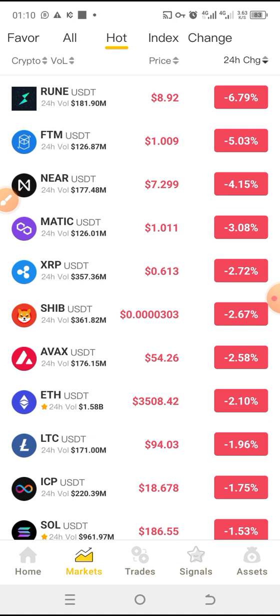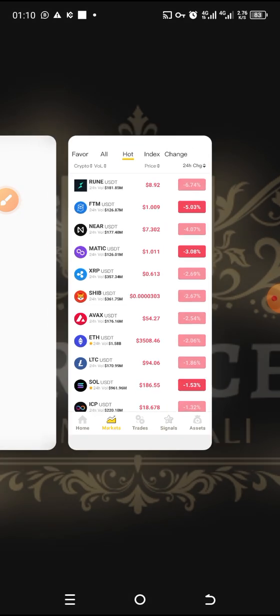So we have Rune. Let's go and check Rune on our Binance or any exchange that you're using. It's always good to use the exchange you're using.